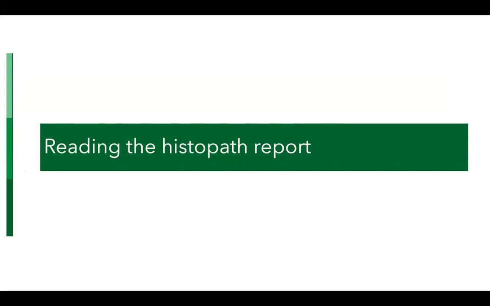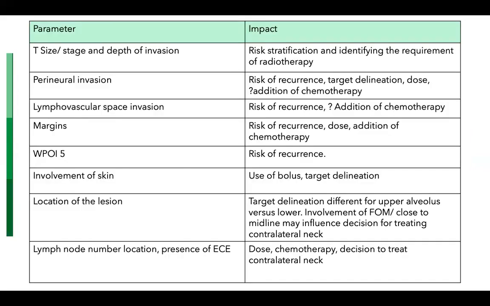Then, of course, we need to know how to read the histopathology report, what to read in the histopathology report, and how we are going to apply it, or what we are going to apply it for. So one is, of course, the T stage. The T stage will help us decide whether we want to give radiation or not. And we will use that information to also do a risk stratification.